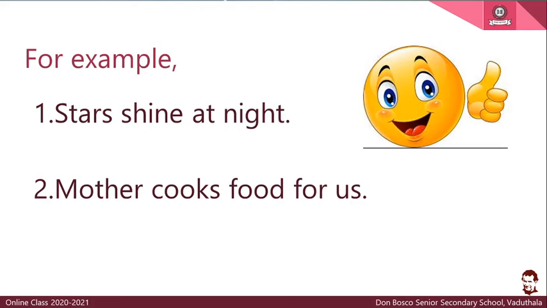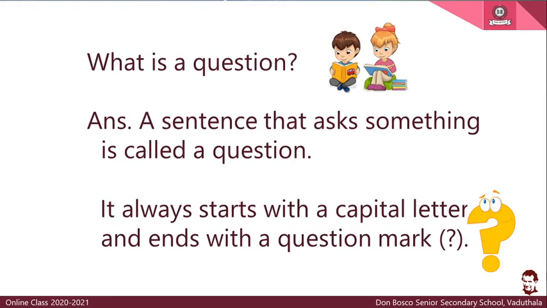Wow, very tasty sentence, isn't it? Mother cooks food for us. Simple sentence, and it started with a capital letter and it ended in a full stop. So these are the two examples of statements. Now we are going on to the next slide, and now you can see what is a question.